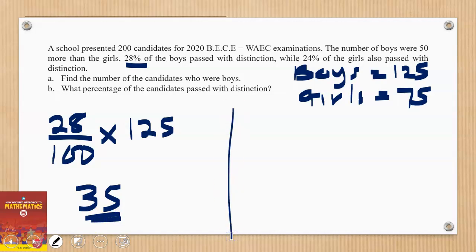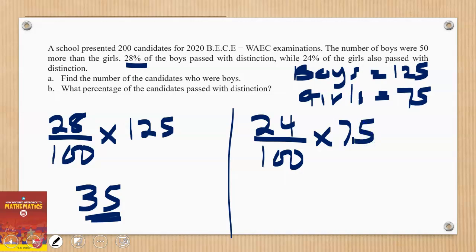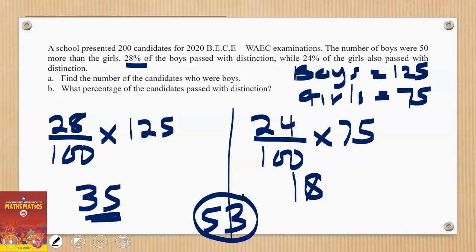Again, if you look at the part of the girls, they said 24% of the girls also passed with distinction. And so 24 over 100 times 75. That one too, if you do your simple calculation, you get 18 girls also passed with distinction. Now, if you add 18 plus the 35, together will give us 53 students passed with distinction, because they want the total number of candidates who passed with distinction, and there are 53 in all. This is how you can handle this question as well.